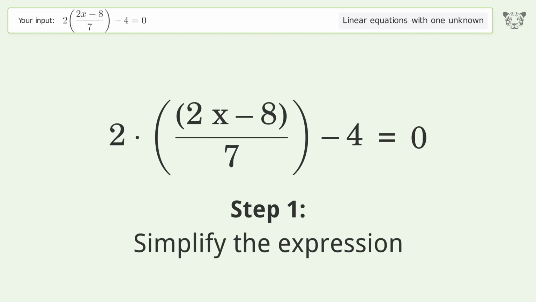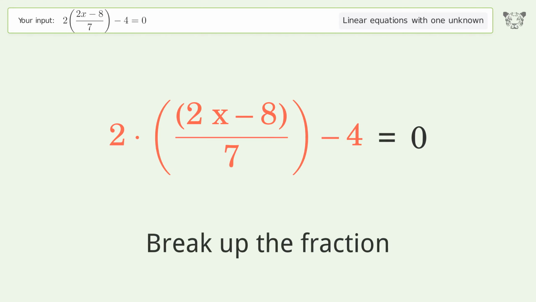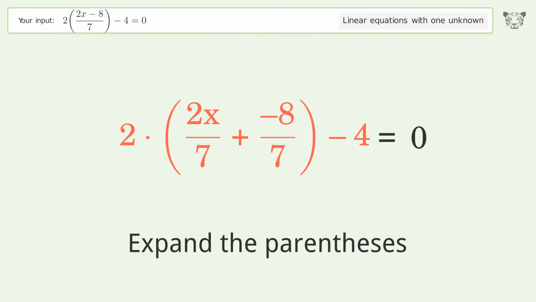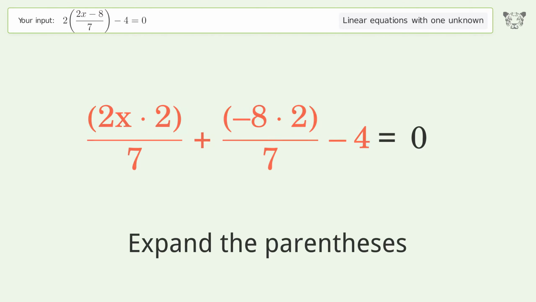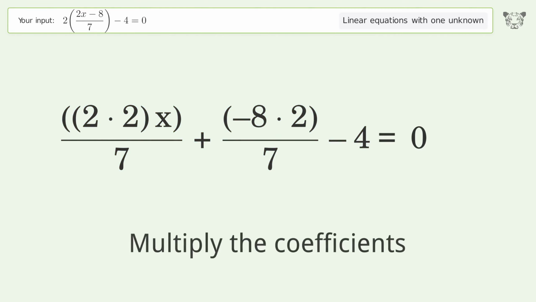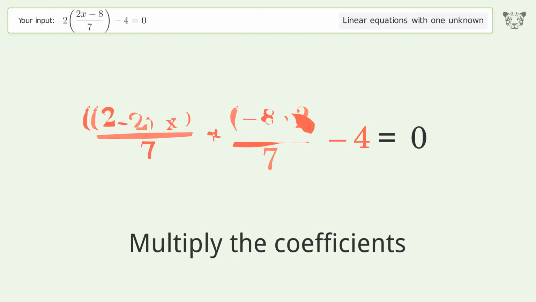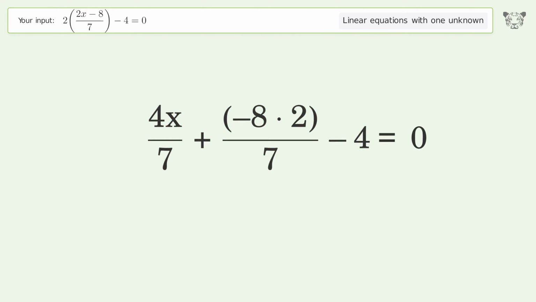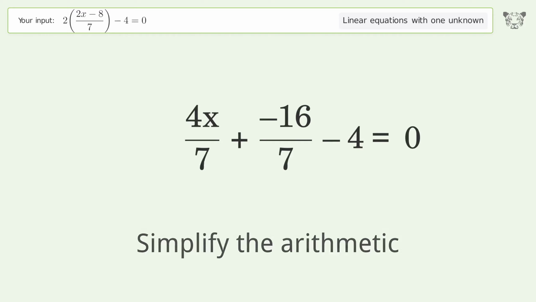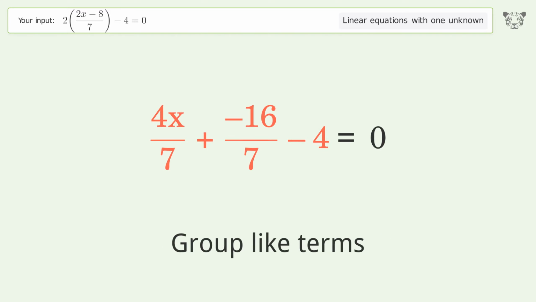Simplify the expression. Break up the fraction. Expand the parentheses. Group like terms. Multiply the coefficients. Simplify the arithmetic. Group like terms.